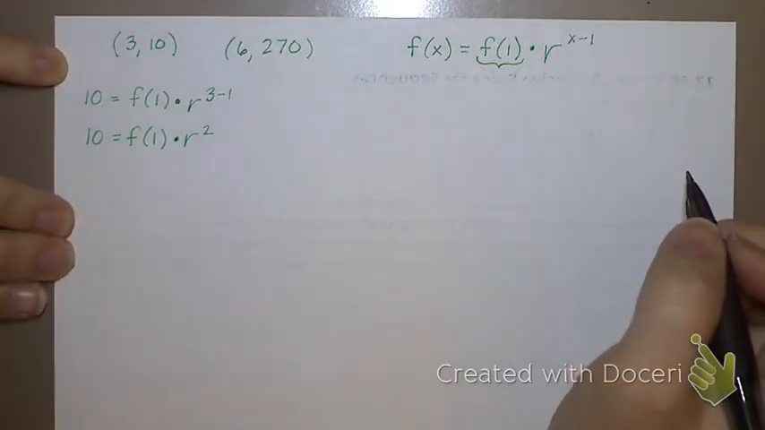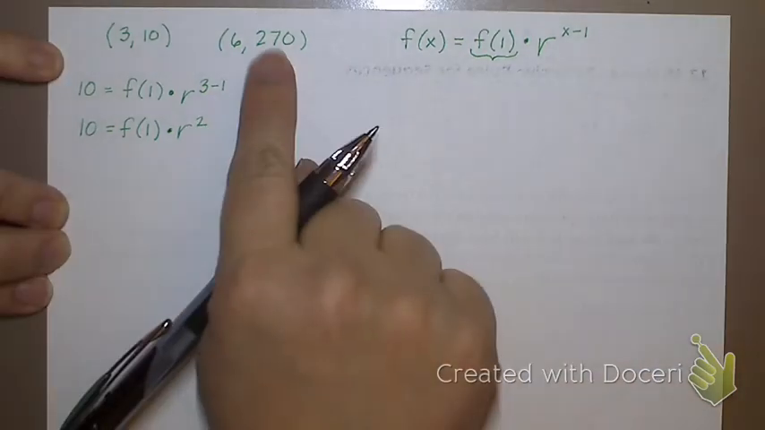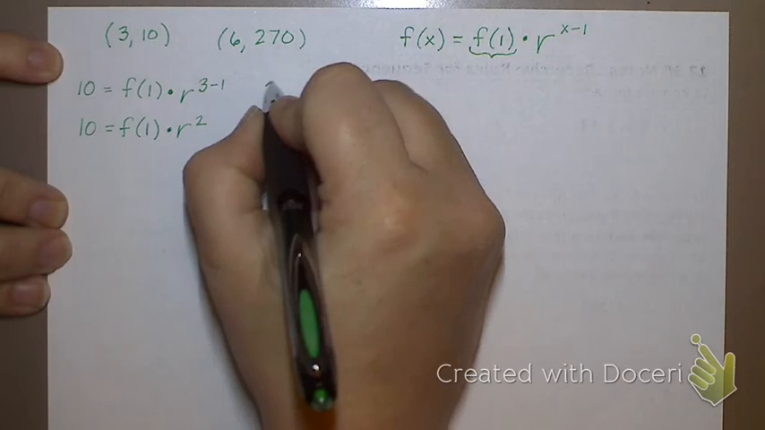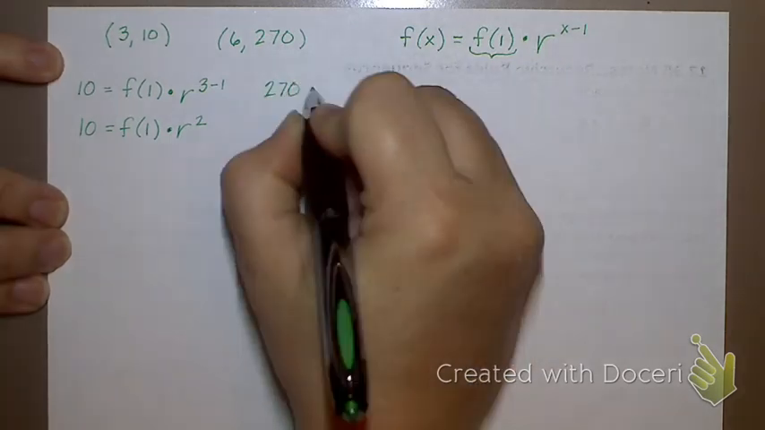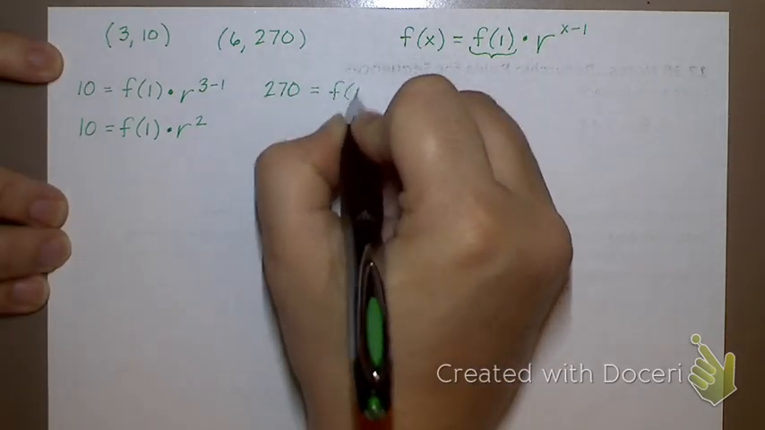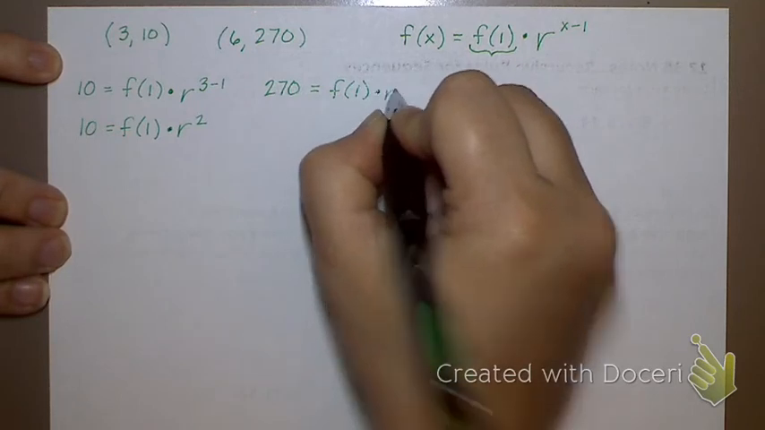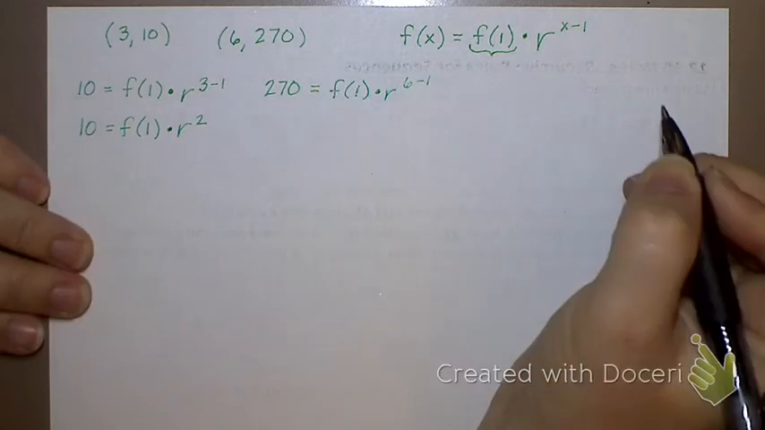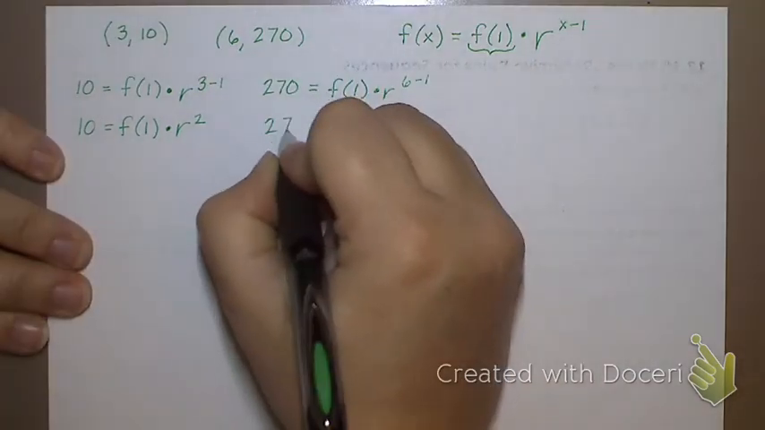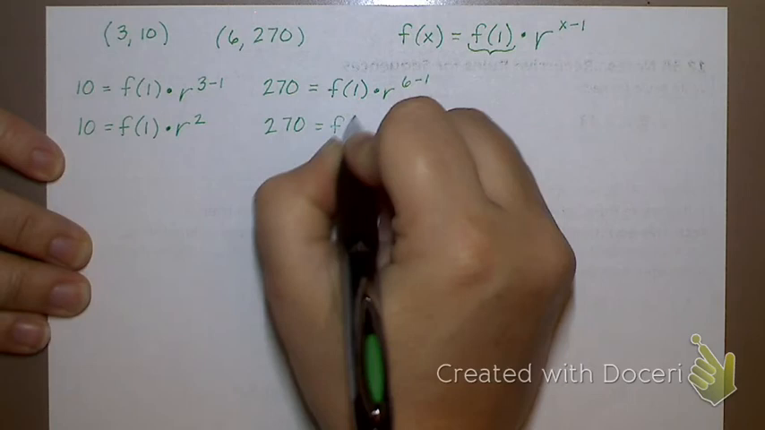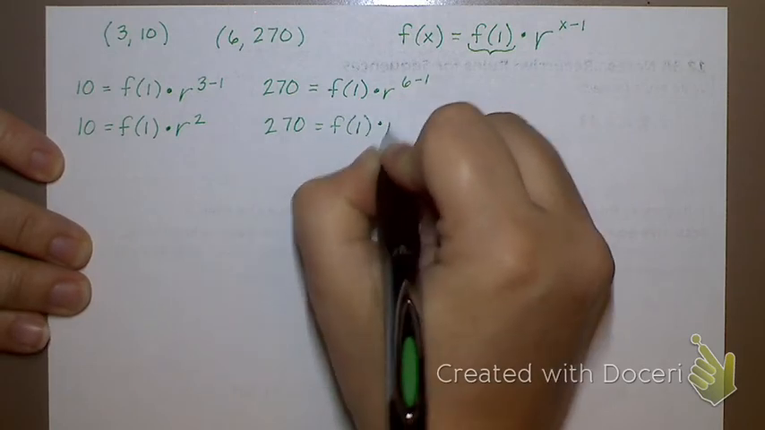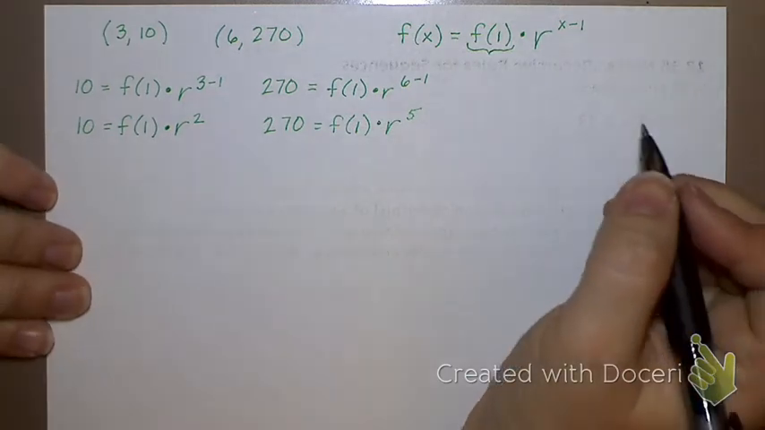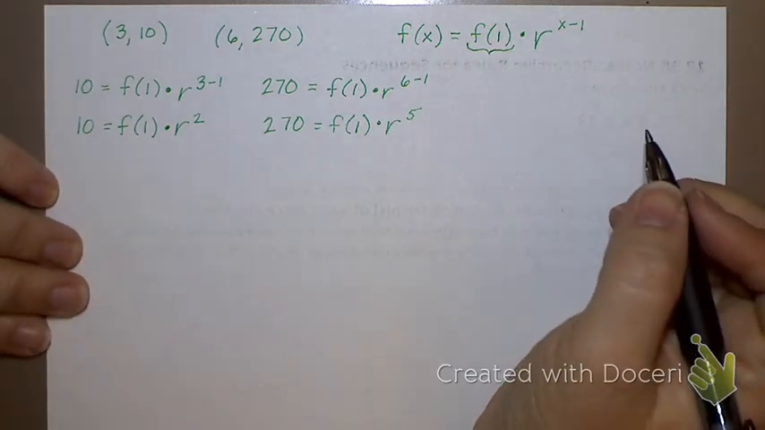So far, so good? I'm going to do the same thing with this point. So what am I going to plug in for f of x? 270 equals f of 1 times r to the what? 6 minus 1. So that simplifies to 270 equals f of 1 times r to the 5th. Are you okay with me up to there?